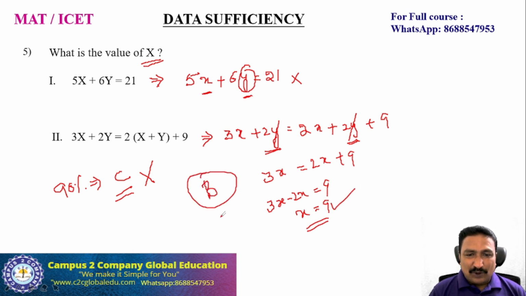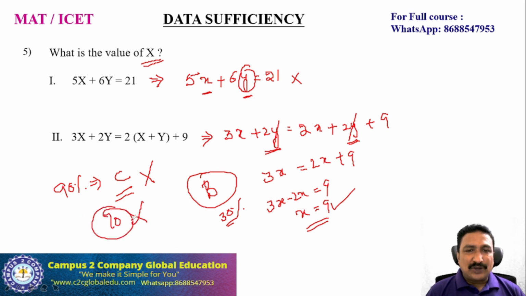So the answer is B. Only 30% of students can keep this answer. The rest 70% of students will keep the answer as C. But C is the wrong answer. Right, students? In data sufficiency, whenever calculation is required, we have to solve the equation perfectly. Then only you will get the correct answer. Otherwise, you will get the wrong answer. We will go to the next question, friends.